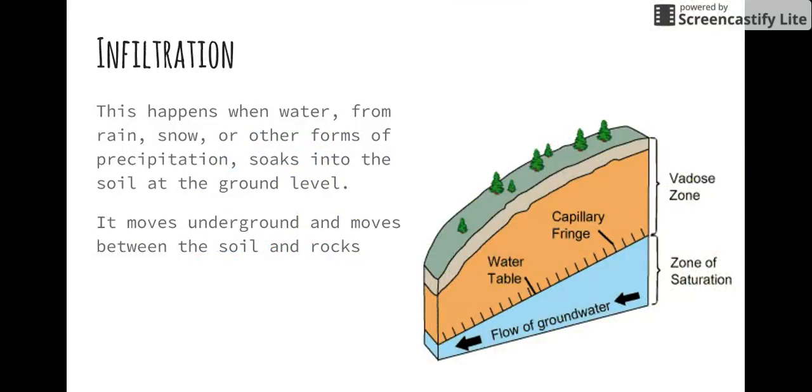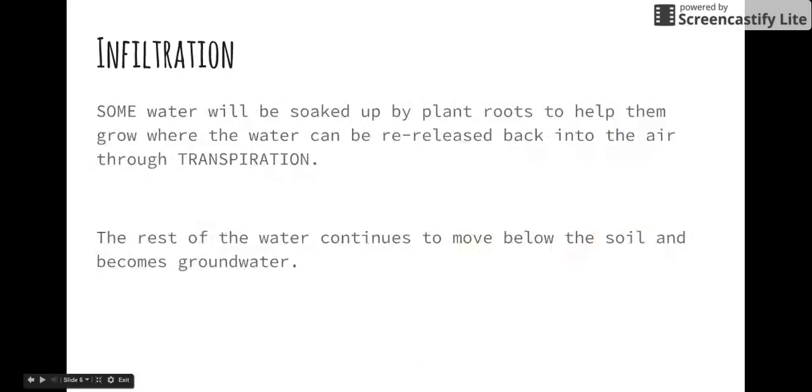Infiltration. So this happens when water from rain, snow, or other forms soaks into the soil. So instead of running across it like in runoff, this is when it soaks into the soil at ground level, and it moves underground and moves between the soil and rocks. So you see it come all the way down here, and they have this area called the zone of saturation where we just have all of this water.